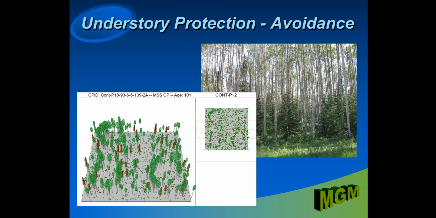We can model it as avoidance. You have the reserve around, the machine comes in, it reaches in, pulls out all of that. We can model that in MGM as well.